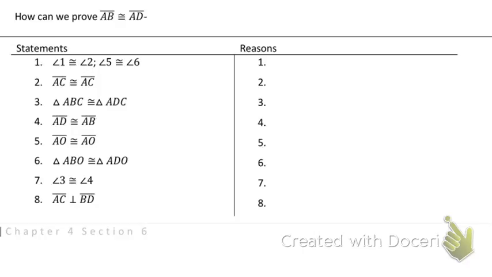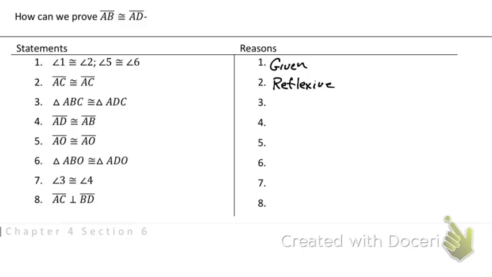So we have angle 1 is congruent to angle 2, angle 5 is congruent to angle 6. That one is given. Next, AC is congruent to AC. Reflexive property. Okay, triangle ABC is congruent to triangle ADC.